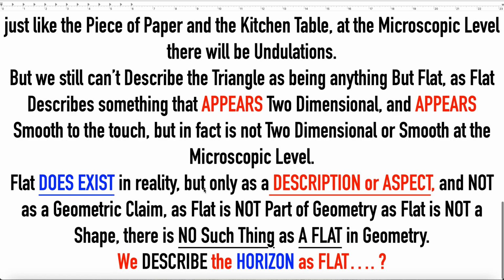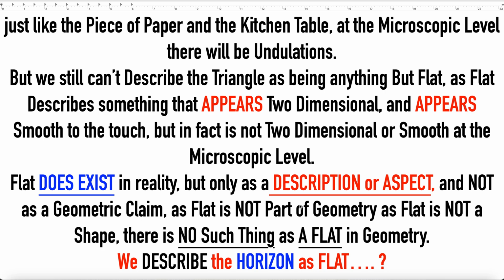Flat does exist in reality, but only as a description or aspect, and not as a geometric claim, as flat is not part of geometry, as flat is not a shape. There is no such thing as a flat in geometry. We describe the horizon as flat. So you can't claim that flat is two-dimensional and then describe the horizon or a piece of paper or a countertop or a piece of steel girder or whatever as flat. You can't describe anything as flat if you're claiming flat is two-dimensional.